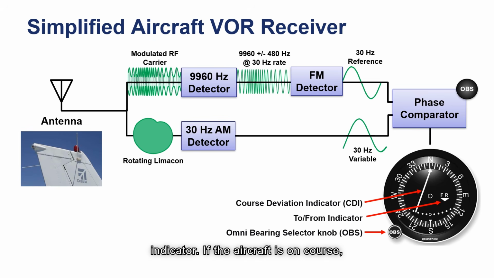The DC voltage is the deflection voltage for the needle on the course deviation indicator. If the aircraft is on course, the needle stays in the middle. If the aircraft is off course, the needle will deflect left or right. Each mark, left or right, is 2 degrees of error, and the pilots are taught to fly towards the needle to get back on course.